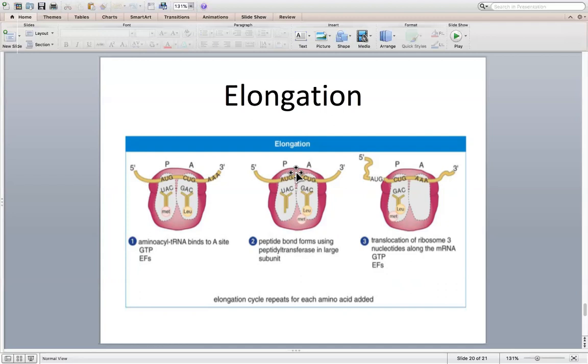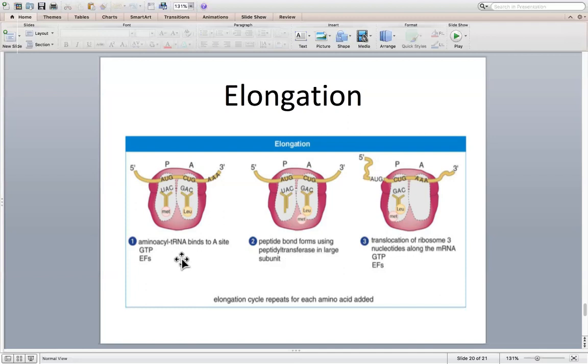And then this final third step is going to occur at the E site, which actually isn't shown in this diagram here. The third step, which occurs at the E site, is where the uncharged tRNA pauses before it exits the ribosome.